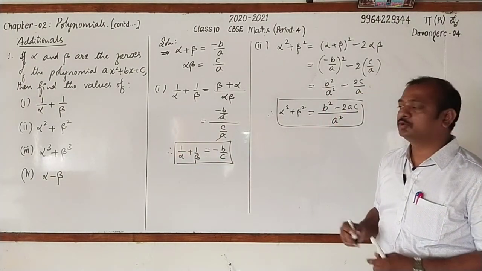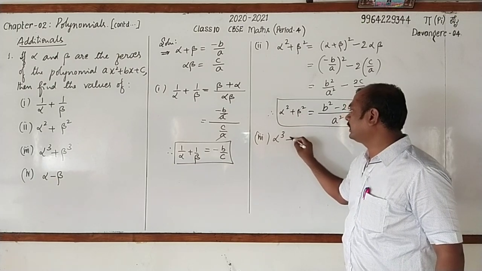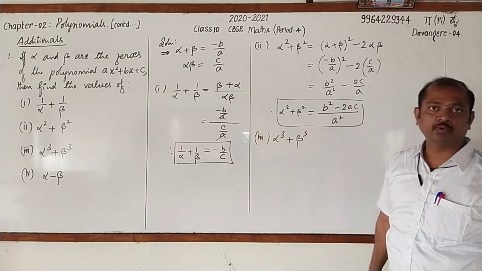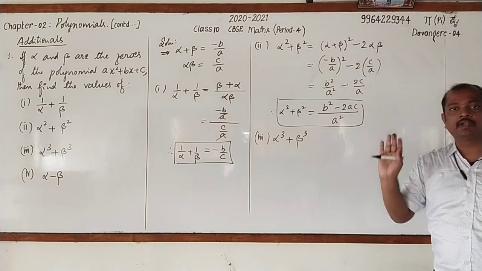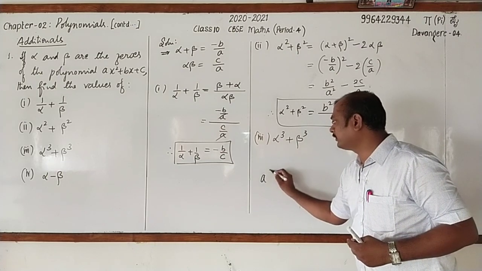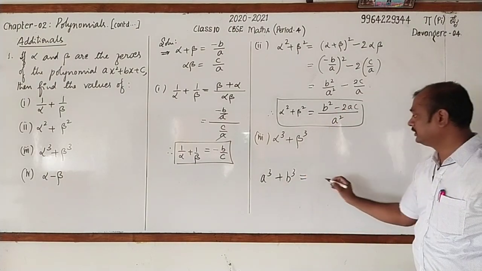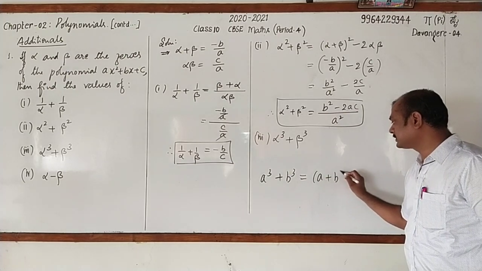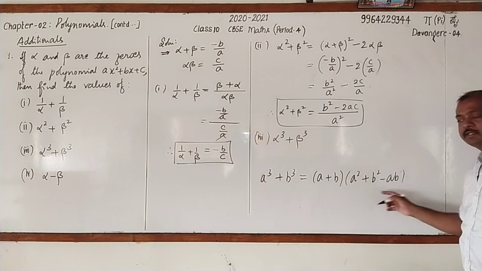Now, let's move on to the third one. What is the third one? It is alpha cube plus beta cube. Directly it is in the form of a particular identity. Can you tell that? Yes, recall it. It is in the form a cube plus b cube. Expand it. It can be written as a plus b into a square plus b square minus ab.